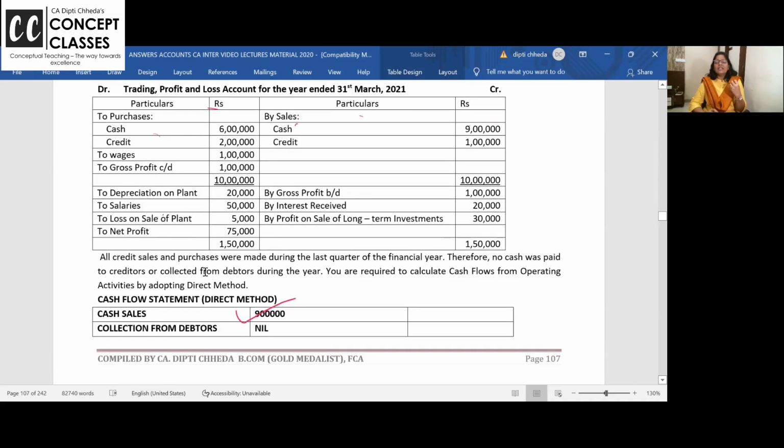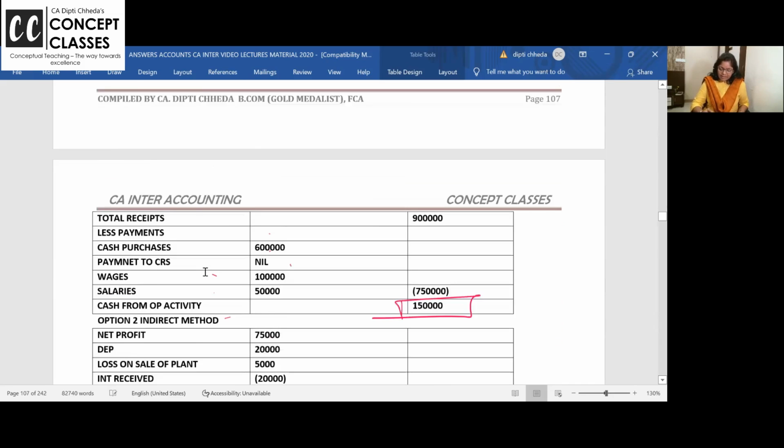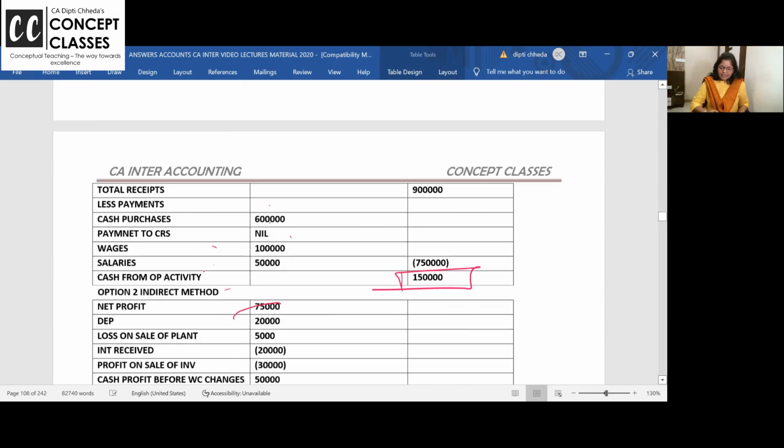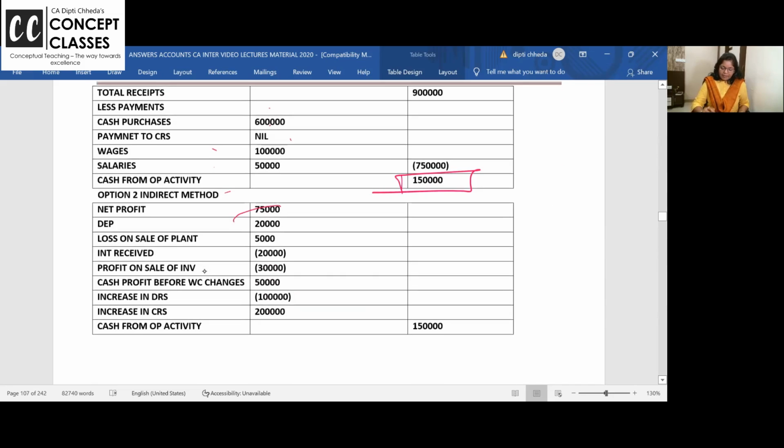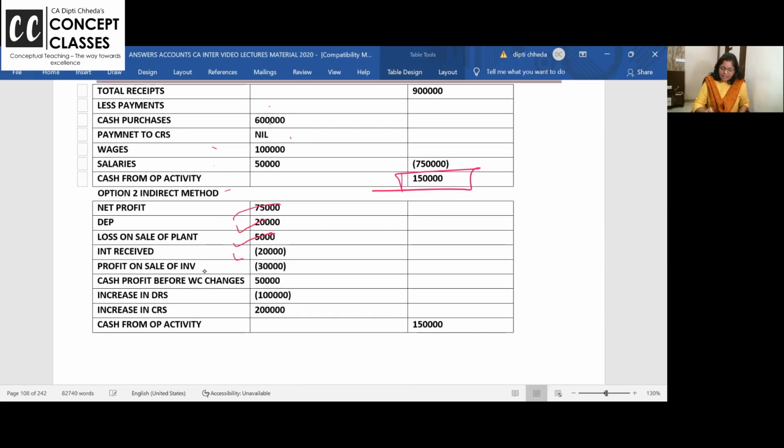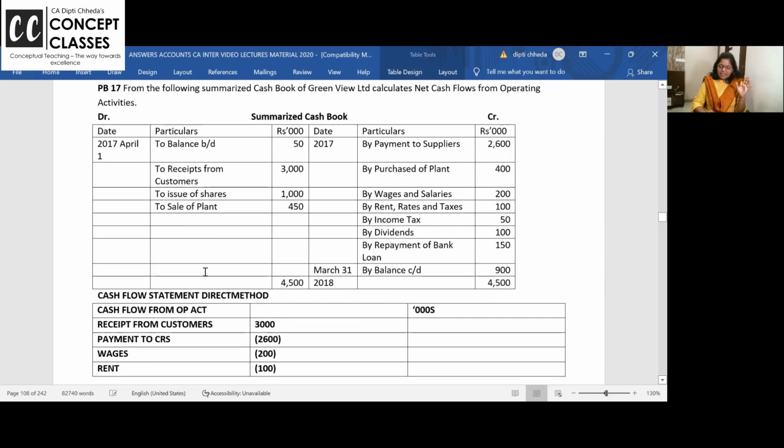Now, same problem if it is indirect method. Direct method is take all income related to operating activity, take all expense. Indirect method is 75,000 is the net profit. Okay, 75,000. Add back 20,000 depreciation, 5,000 loss, non-cash, minus interest received and profit because these are non-cash items. Look, the same is done. In indirect method what will we do? Add back depreciation and this. Deduct interest received and all because this is not a part. Interest received, you will take income in investing activities. Profit on sale, investing. So this is cash flow before working capital changes. And working capital changes, if you do, you are getting the same answer. Direct and indirect method, the answer will come same.